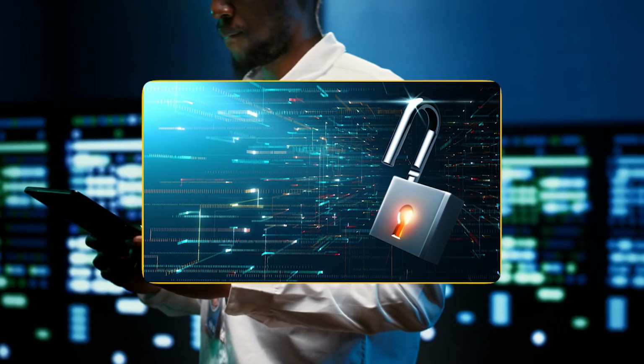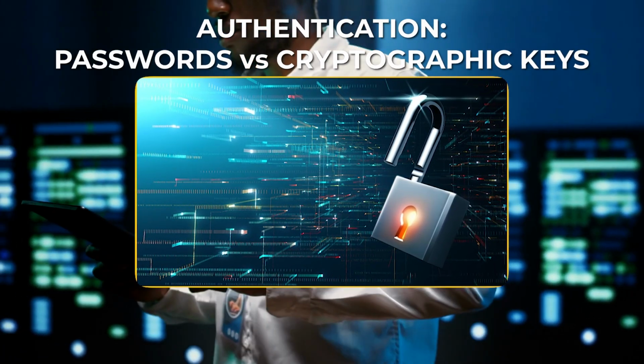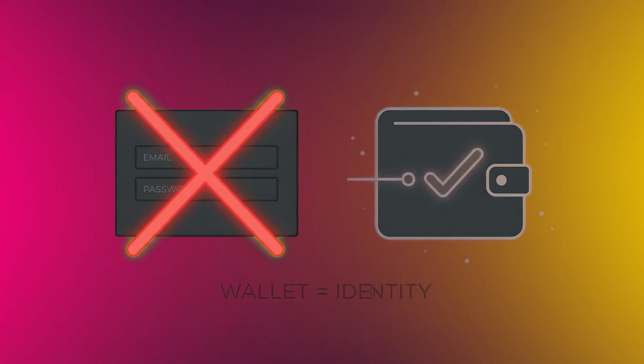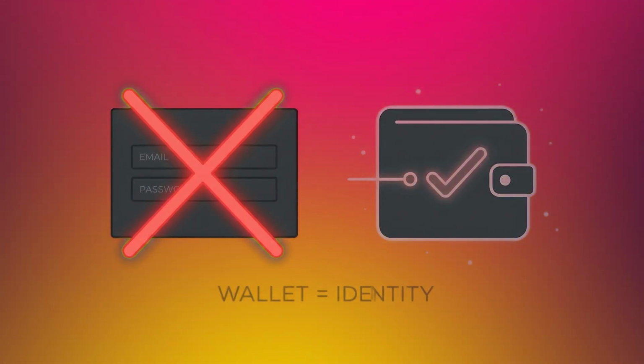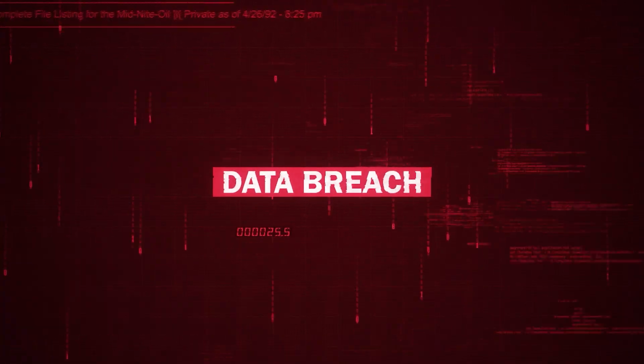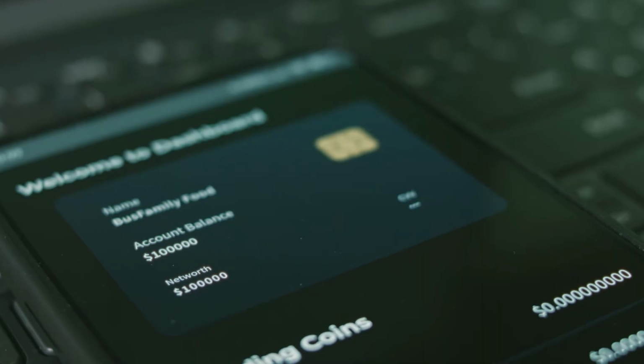Identity and authentication. Web 2 authentication is username and password stored in centralized databases. The security history of this model is not encouraging. Billions of credentials have been compromised in data breaches over the past decade. When a platform's database is hacked, every user's account is potentially exposed.